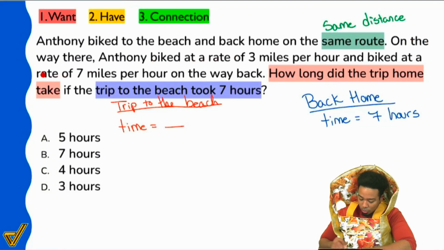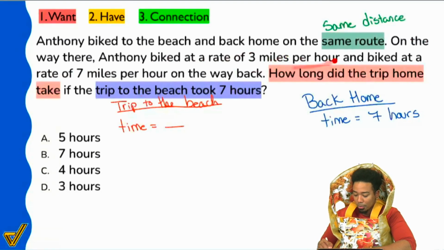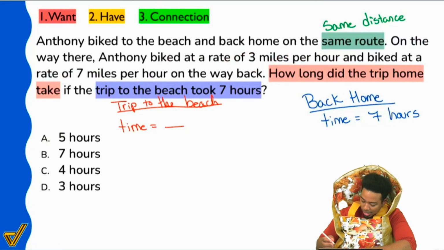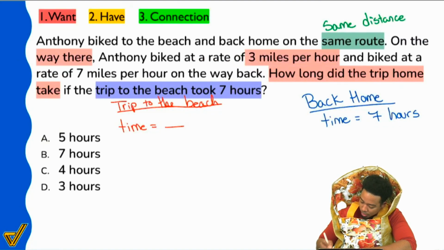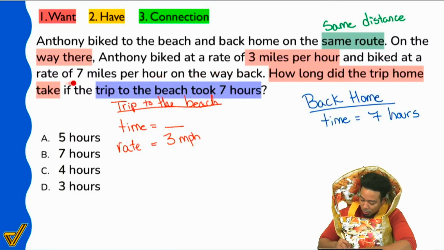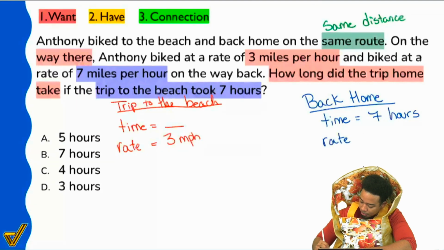We see that on the way there, Anthony biked at a rate of 3 miles per hour. So we'll go ahead and take that as data to the beach. So on the way there, 3 miles per hour. Great. That is a rate. And then if we continue, it says biked at a rate of 7 miles per hour on the way back. Okay, so on the way back, 7 miles per hour. We have the rate back home, 7 miles per hour.